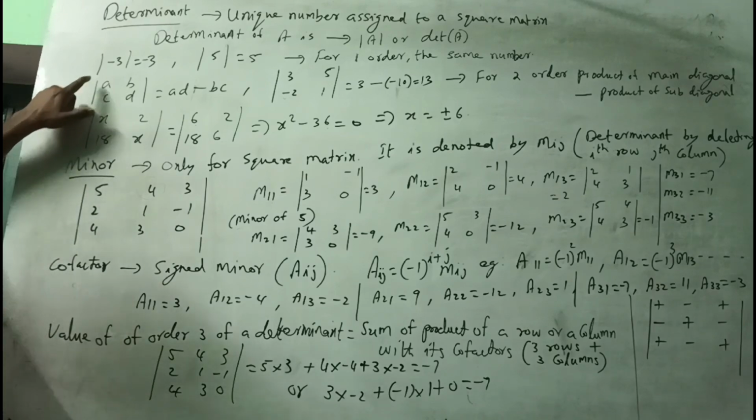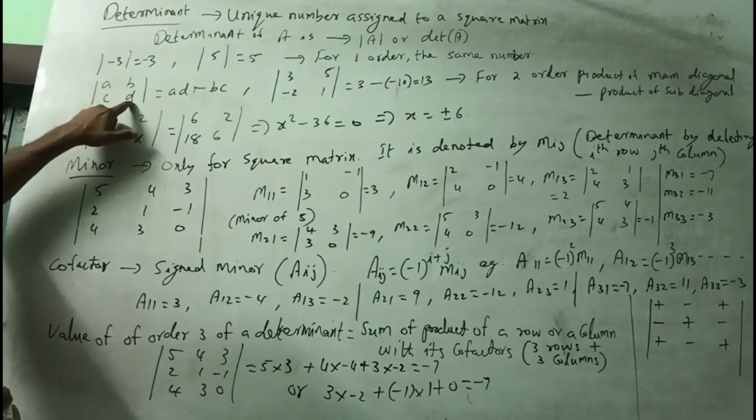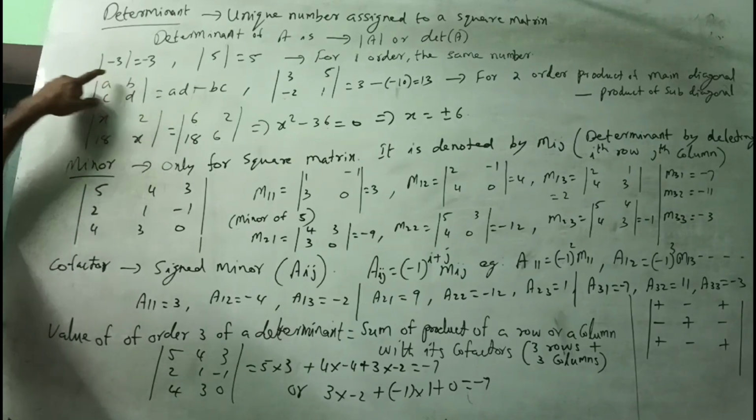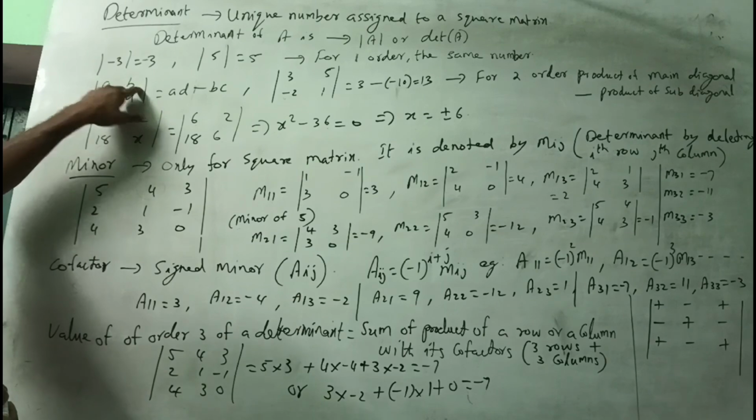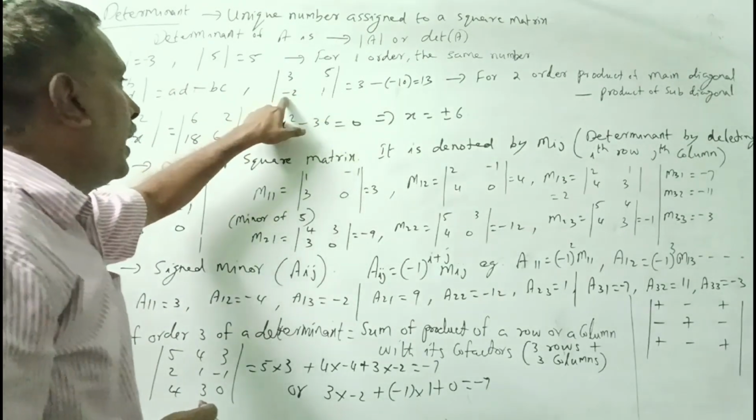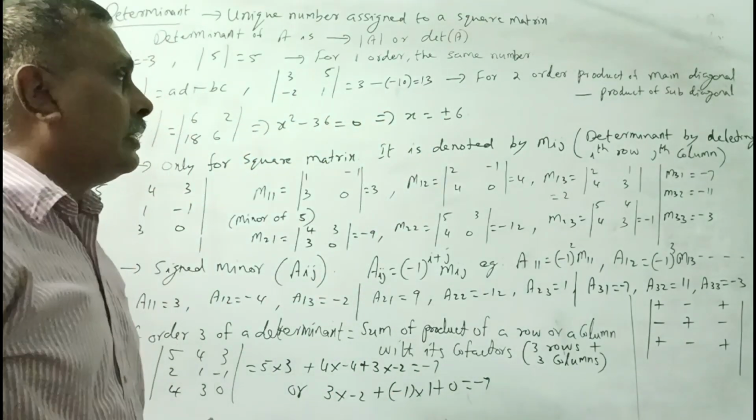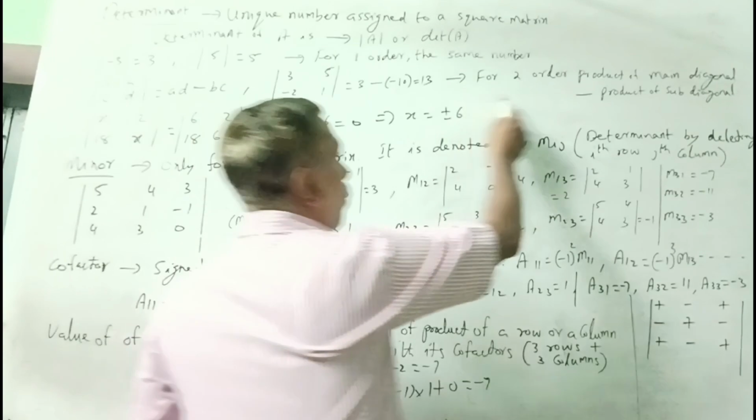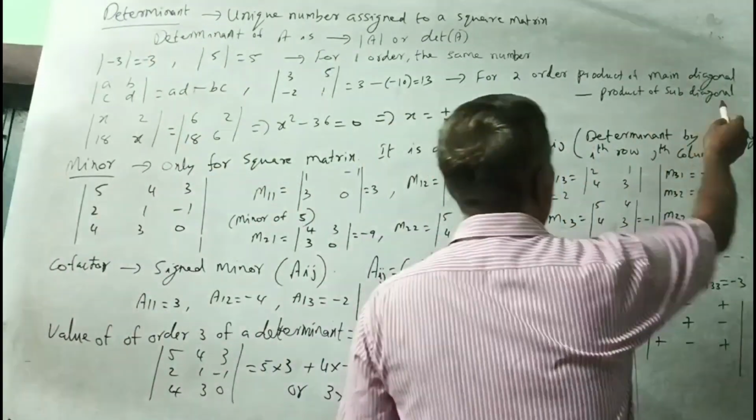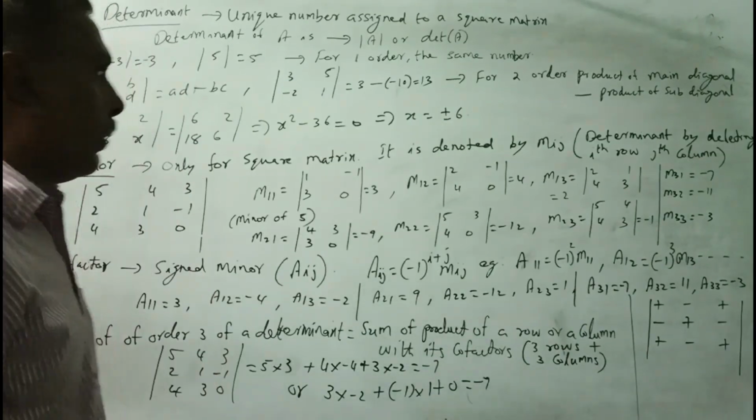For order two, that is a 2 by 2 matrix, the determinant value is main diagonal product minus subdiagonal product. AD minus BC. A into D minus BC. Main diagonal minus subdiagonal. Here also 3 into 1, 3, minus 2 into 5, that is minus 10. So minus 7 is the result. So for order two, it is the product of the main diagonal minus the product of the subdiagonal, that is, main diagonal elements product minus subdiagonal elements product.